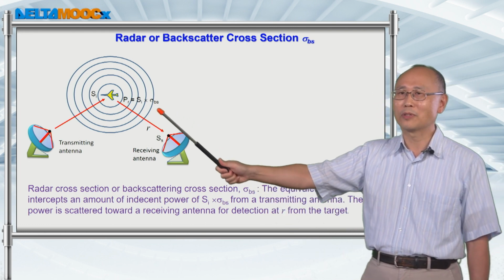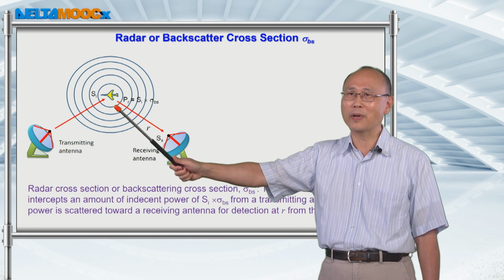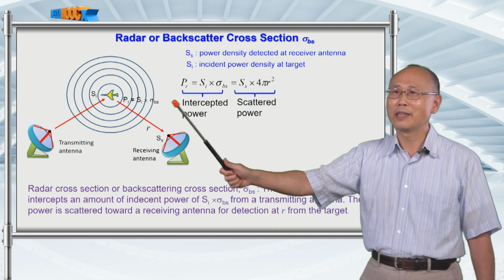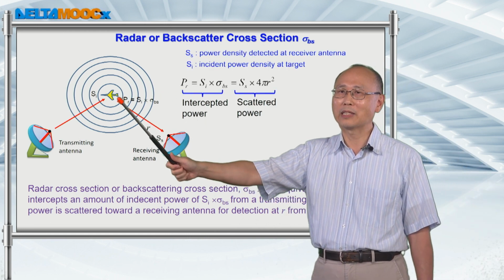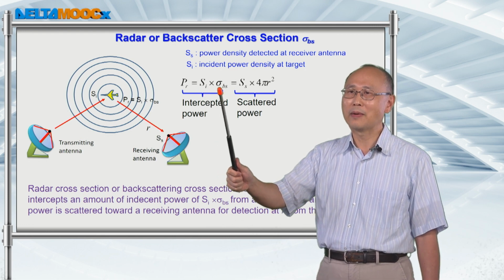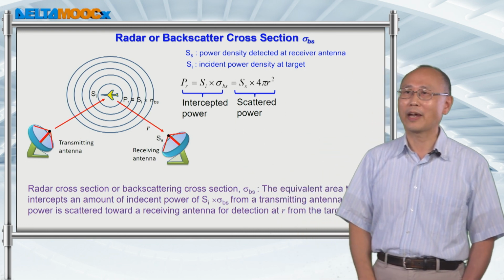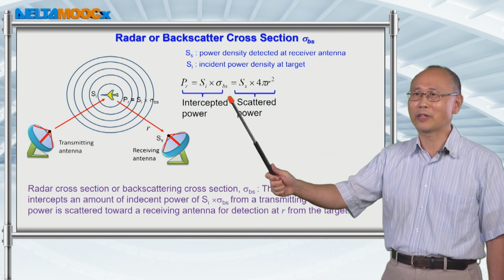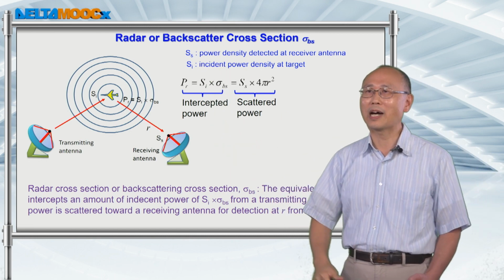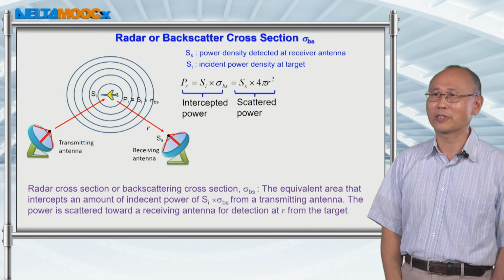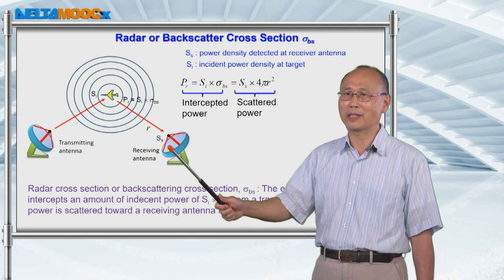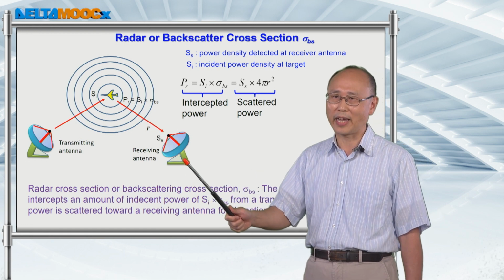And so we have to first see how much power is intercepted by this object. So we define the power intercepted by this object to be equal to the incident power density multiplying with a cross-sectional area. And we call this cross-sectional area sigma BS the radar cross-section, or backscatter cross-section. And this amount of power is going to radiate into space and be received by this receiving antenna.